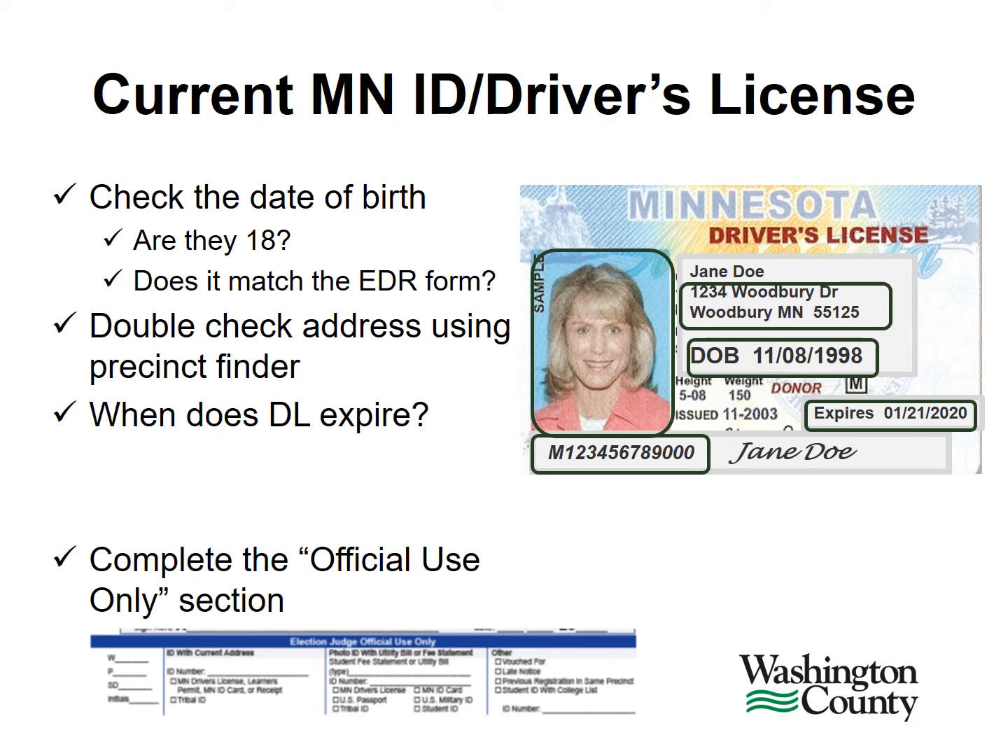In this example, the election judge will complete the official use only section of the Election Day registration form by initialing and then checking the box that says Minnesota ID or receipt for one. Finally, the election judge will print the driver's license number on the corresponding line.